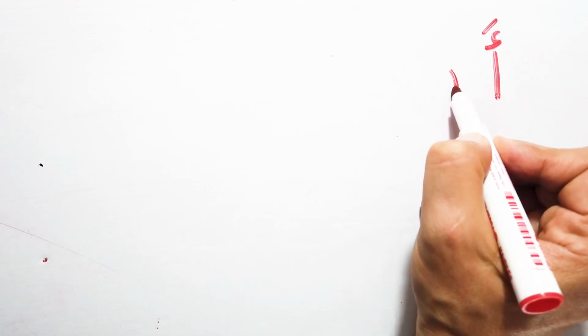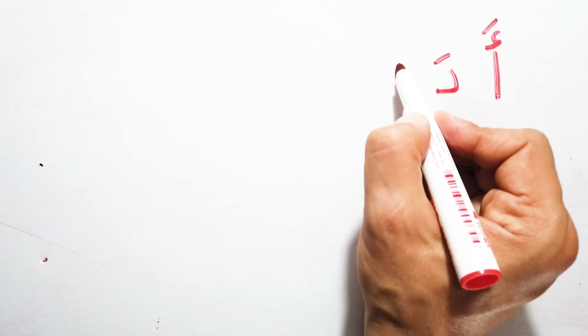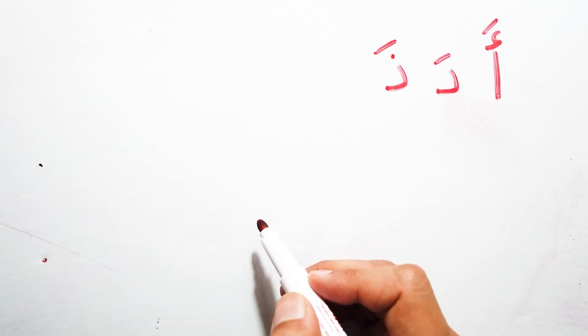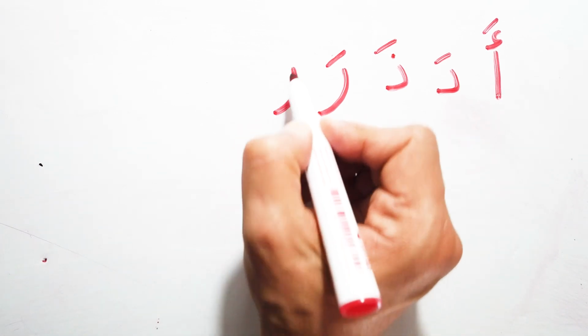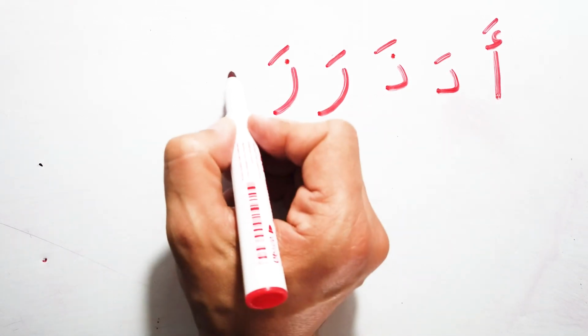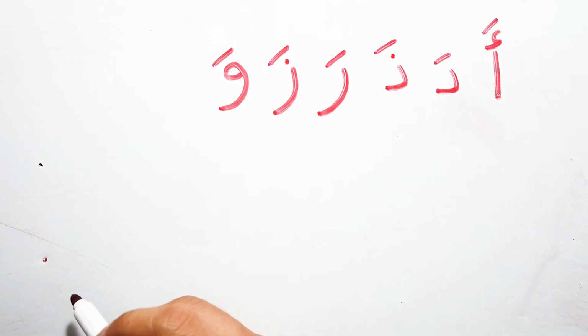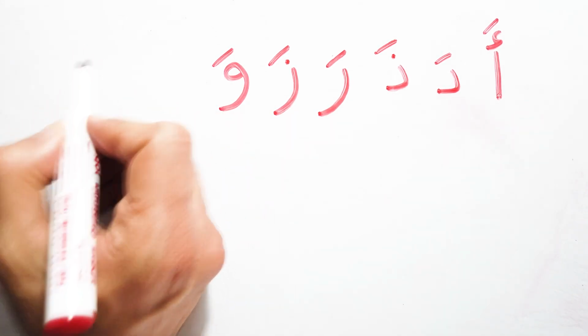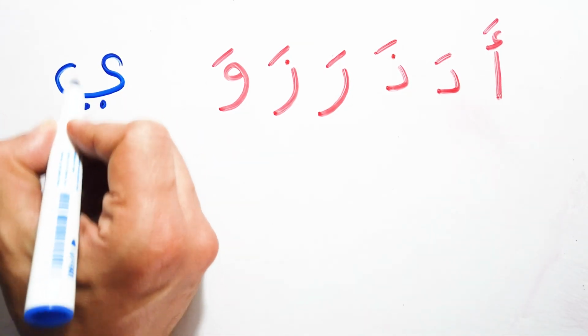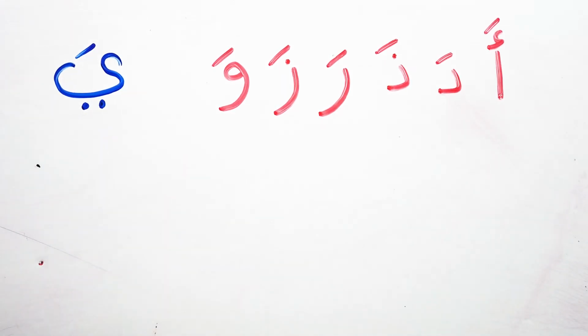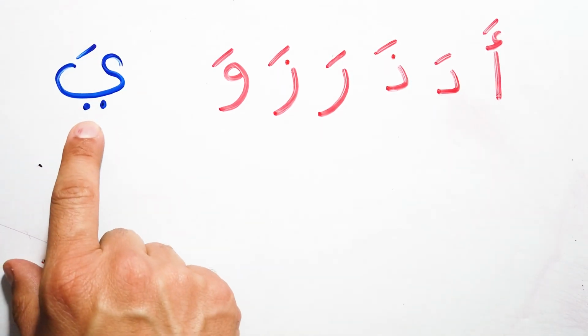Let's add all the refusal letters that we have studied. So we have a, da, tha, ra, za, wa. And today we learned this one, which is ya. And ya is not a refusal letter, it's a normal letter.